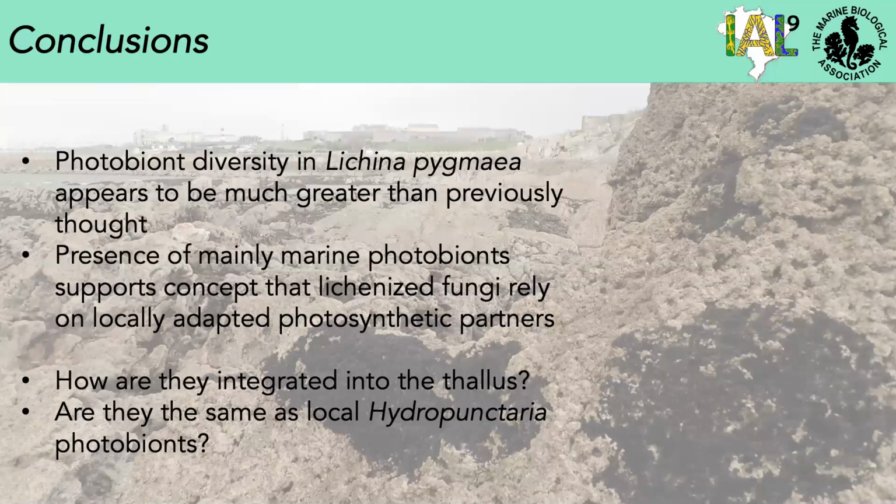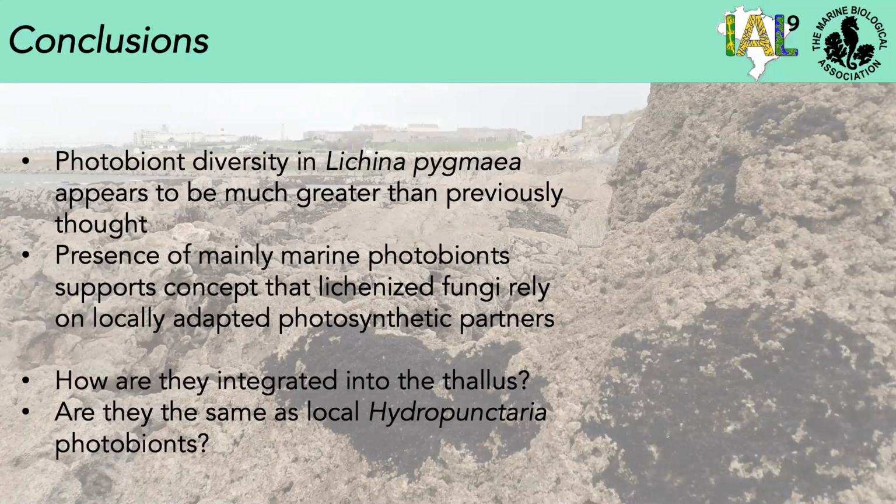So to conclude, photobiont diversity in Lichina pygmaea appears to be much greater than we previously thought, bringing in multiple cyanobacteria and green algae, with the presence of mainly marine photobionts supporting the concept that lichenized fungi rely on locally adapted photosynthetic partners, which they may share with other marine lichens.